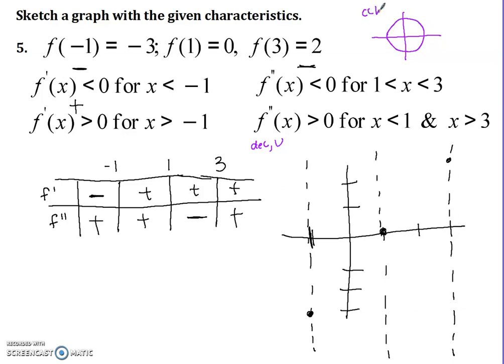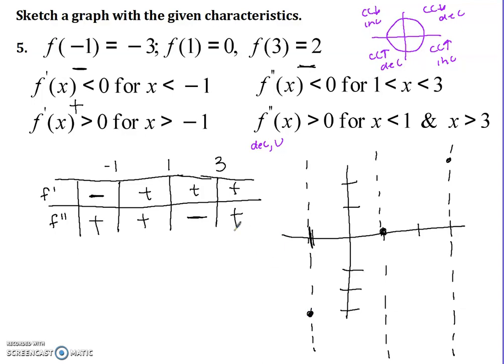Okay, so we know concave down. This side is increasing. That side is decreasing. Both of these are concave up. This side is increasing. This side is decreasing. So I want the decreasing concave up part. So that's going to be this one.